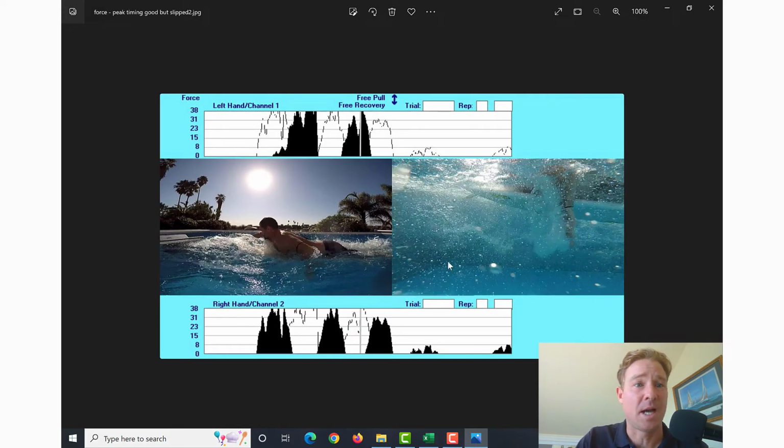Here's another one. Peak timing's really good, but you slipped. So, super strong force. He's pushing over 40 pounds of force at the peak. He actually pushed up in that 60 to almost 70 range. But you can see the big drop-off in force, and you can actually visibly see it on the video right there, that cavitation.